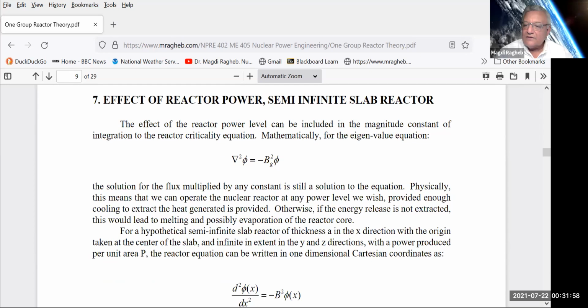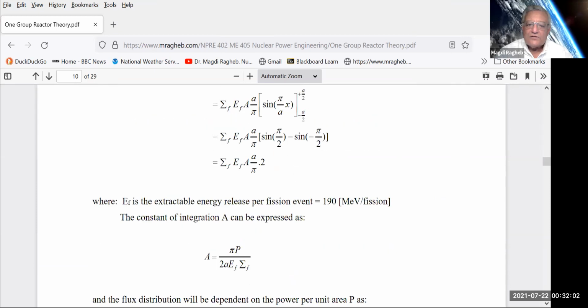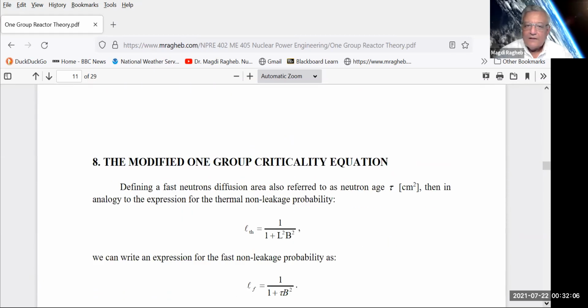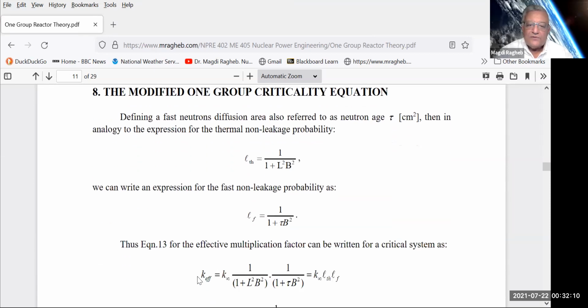All right, so let us then deal with our spherical geometry before we go back to this other equation. Remember when we wrote the expression for the effective multiplication factor, we said that it is equal to the infinite medium multiplication factor multiplied by a fast non-leakage probability multiplied by a thermal non-leakage probability. If you want to deal with an improved form of the criticality equation, in the same way that the thermal non-leakage probability is 1 divided by 1 plus L squared B squared, and L squared in that case depends on the thermal neutrons, we can suggest that the non-leakage probability for the fast neutrons is 1 plus B squared multiplied by a factor that has the dimension of centimeter squared, like L squared, but pertains only to the fast neutrons.